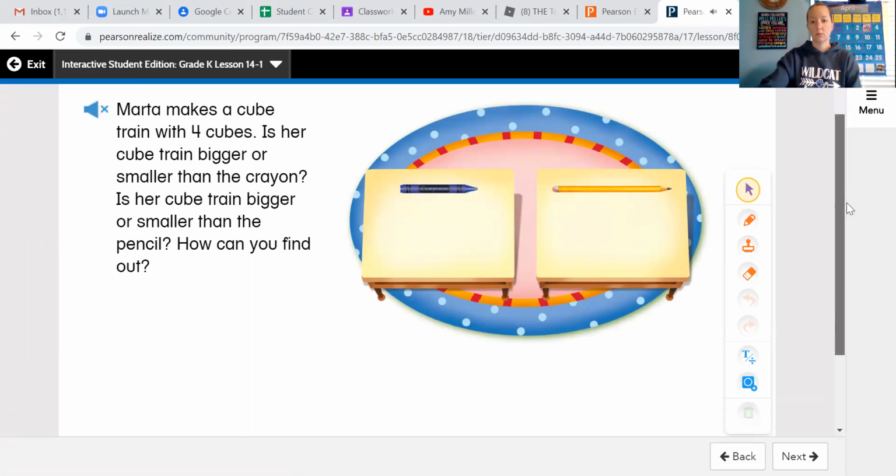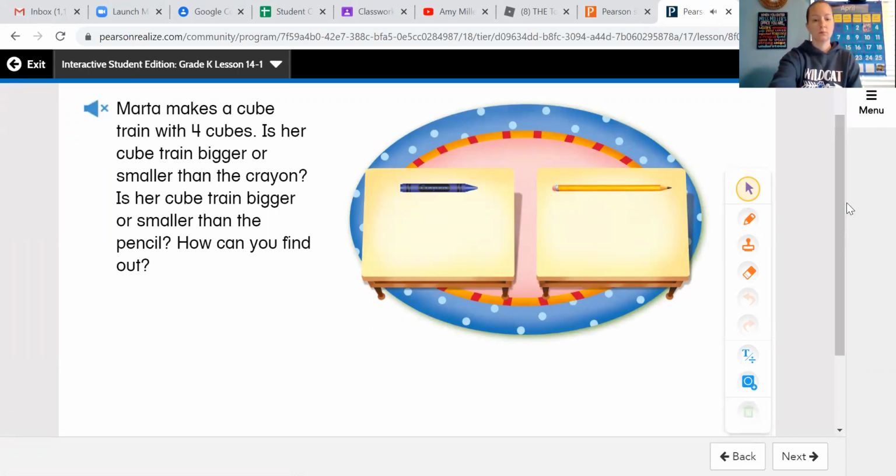Marta makes a cube train with 4 cubes. Is her cube train bigger or smaller than the crayon? Is her cube train bigger or smaller than the pencil? How can you find out?